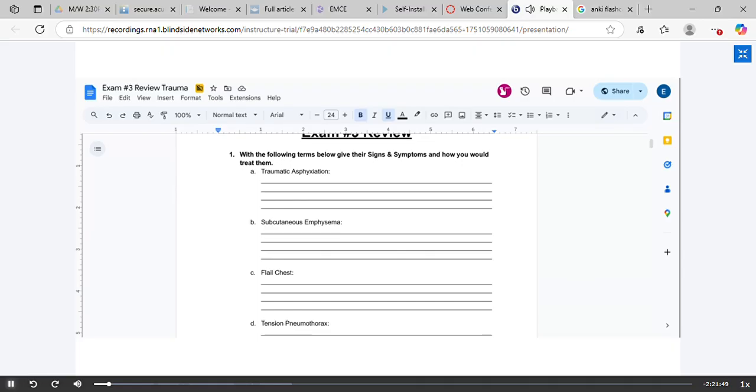This is going to be when someone is caught between two surfaces, and they're basically pinned between two surfaces at the level of their chest. The treatment for that is really ABC management. There's really nothing that we can do for the compression itself other than call for additional resources.